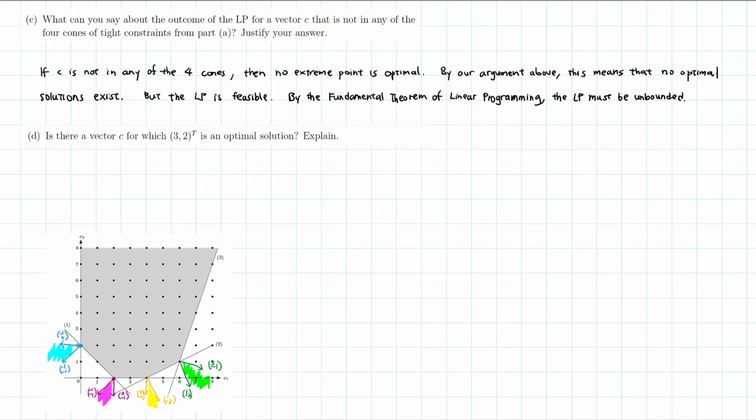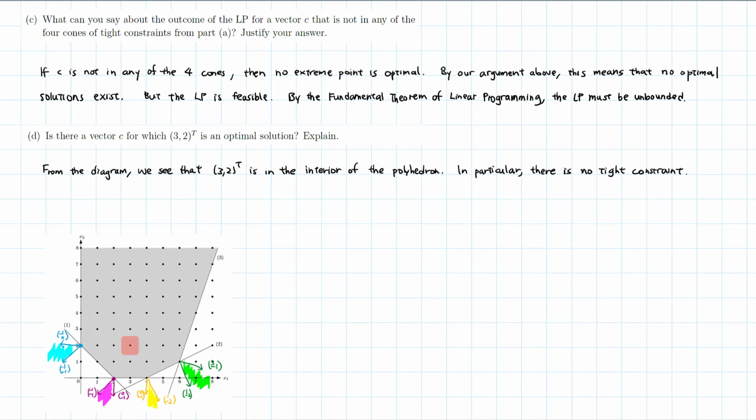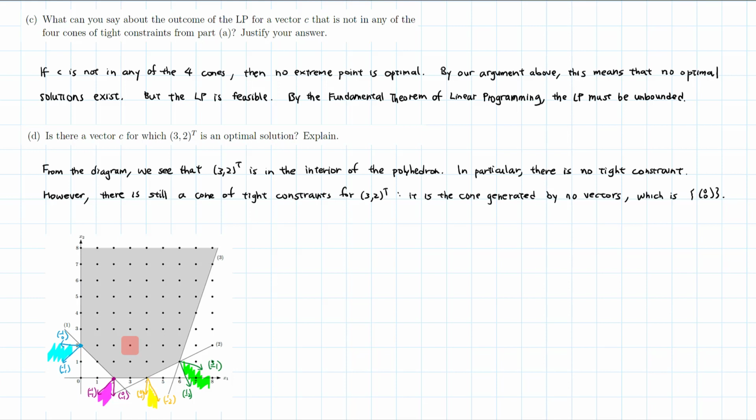And finally, we want to know, is there a vector c for which (3, 2) is an optimal solution? Now from the diagram, we see that (3, 2) is in the interior of the polyhedron. In particular, there is no tight constraint for (3, 2). That might suggest that there is no possible c for which (3, 2) is optimal. However, there is still a cone of tight constraints for (3, 2). It is the cone generated by no vectors, which is the set that consists of just the zero vector.